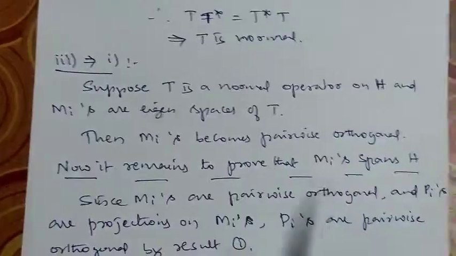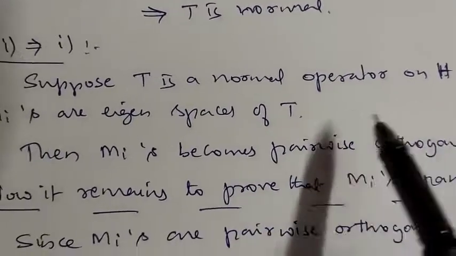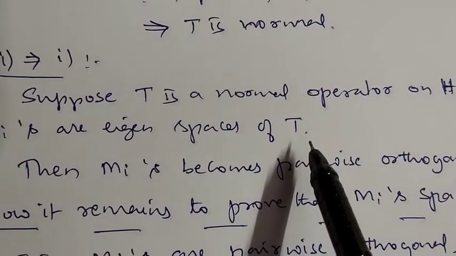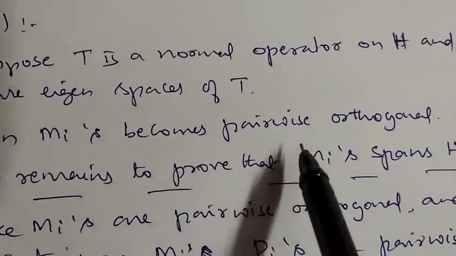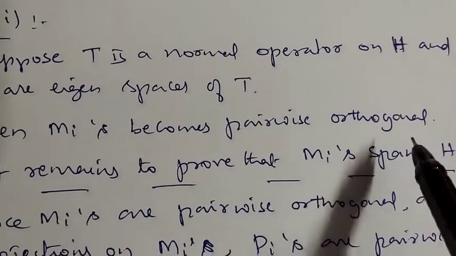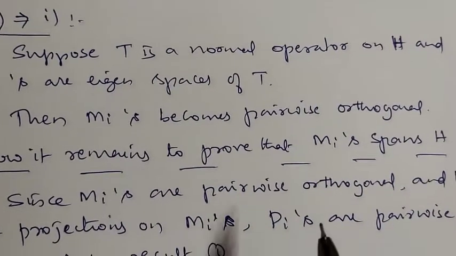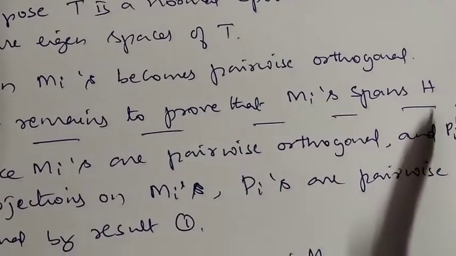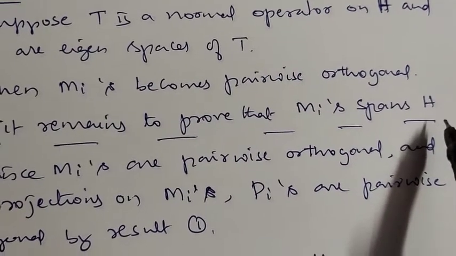Okay. Suppose that T is a normal operator on a Hilbert space H and the Mi's are eigenspaces of T. Now Mi's are eigenspaces of T means what will happen? Then Mi's become pairwise orthogonal. We have proved this: Mi's, the eigenspaces, are pairwise orthogonal. So one condition we have proved, Mi's are pairwise orthogonal. Therefore, it remains to show that the Mi's span H. These eigenspaces span the Hilbert space H.